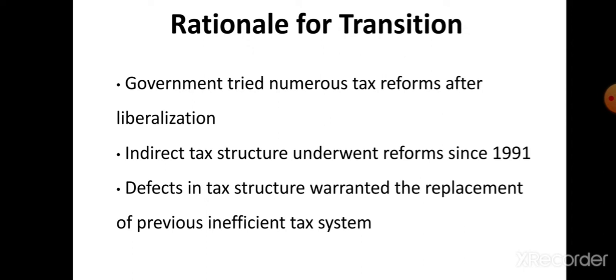Actually, the defects in the earlier indirect tax structure warranted the replacement of the inefficient taxation system. The previous tax structure had loopholes of tax evasion, cascading effects, multiplicity of taxes, lack of uniformity, and more cost on the tax administration. These major defects in the tax system warranted the replacement of the old structure and the introduction of the new GST structure.